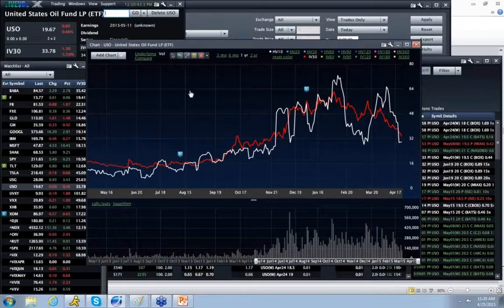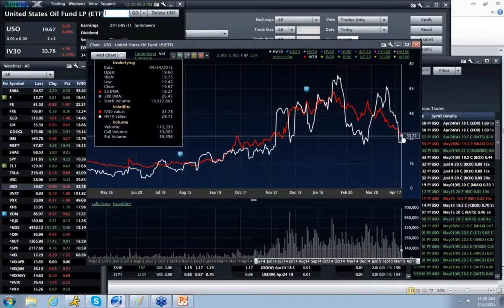USO. The realized volatility is sinking. The implied volatility is sinking. But the implied volatility can go all the way down to 16.